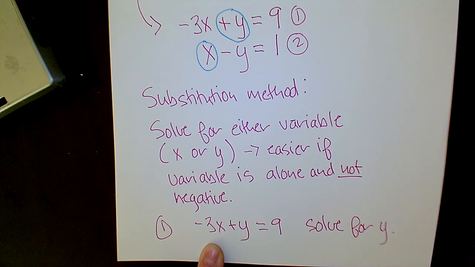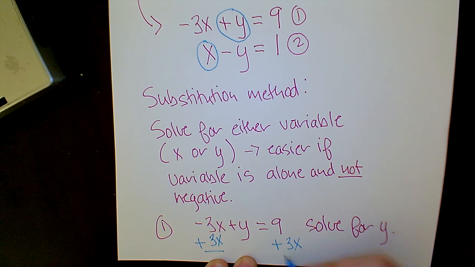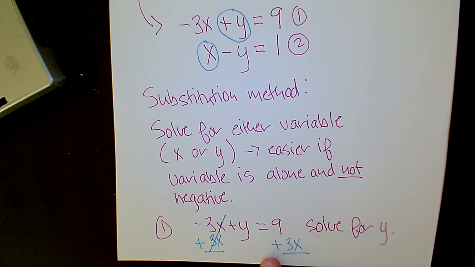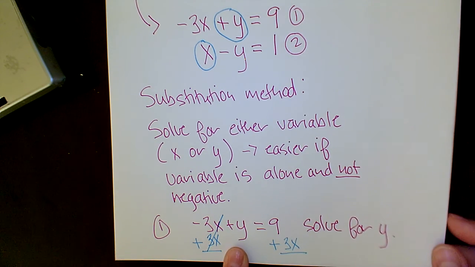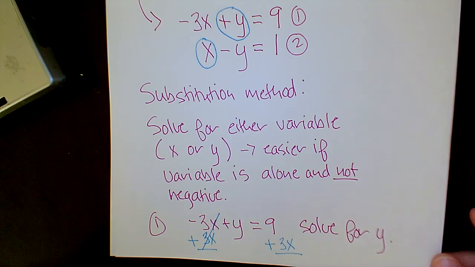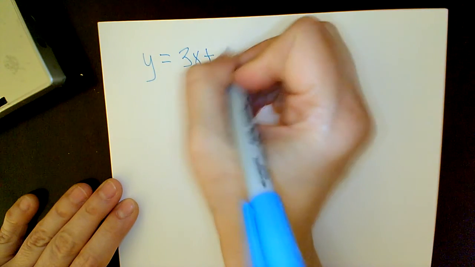How do I get rid of this negative 3x? I add the opposite, right? Okay. Can I put 9 plus 3x together? Are they like terms? Heck no. So y equals 9 plus 3x, or you could say, I'm going to put the x first, y equals 3x plus 9.